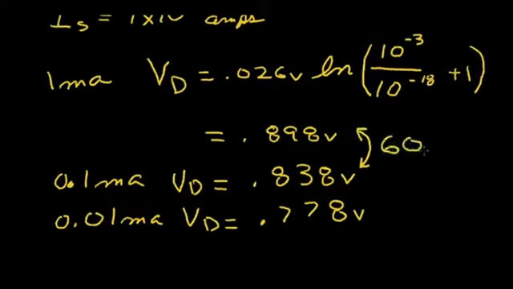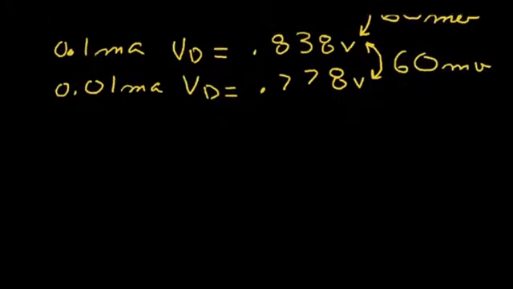Now notice that the difference in voltage when we change the current by a factor of 10 is 60 millivolts. Now look here. Again, we change the current by a factor of 10, and we get a difference in voltage drop across the diode of 60 millivolts. So there's a rule of thumb.